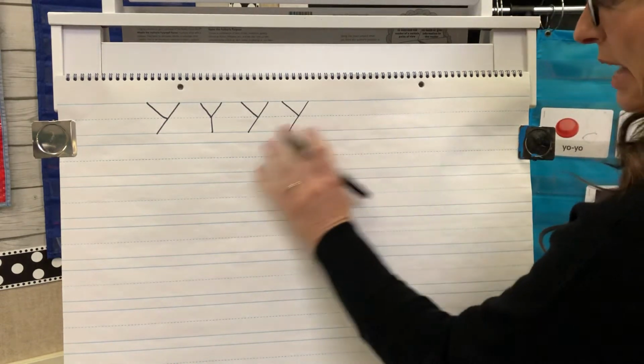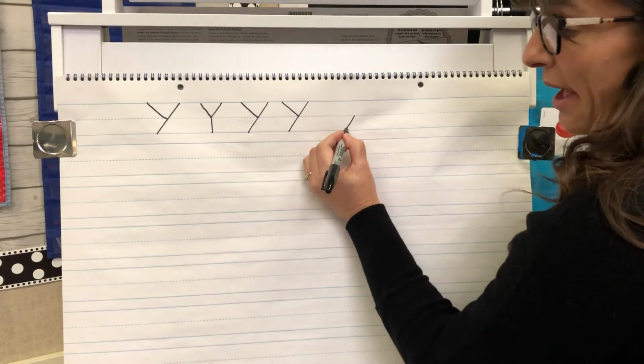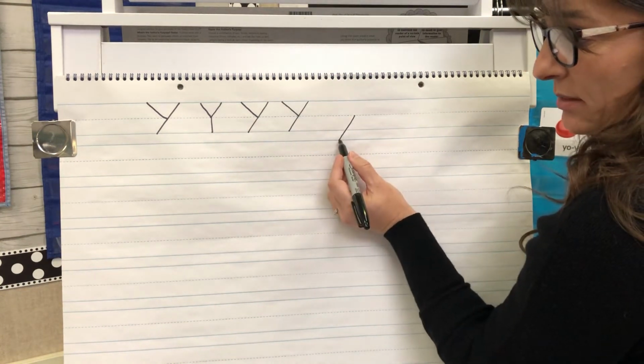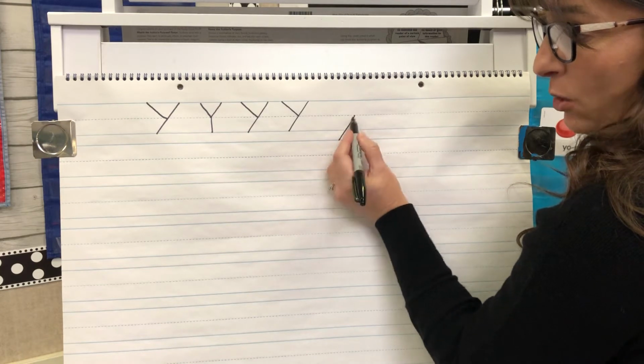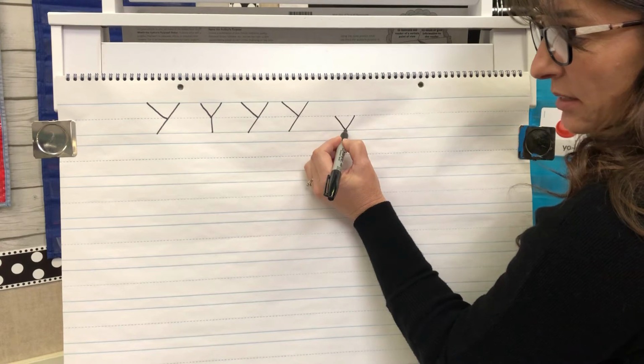Lowercase y is the exact same way, except you start at the dotted line and it goes past the basement. It's one of those letters that breaks the rules. See how it goes past? Slanted line, that's the long end. And then the short end, you pretend like you're making an X and then stop right there.